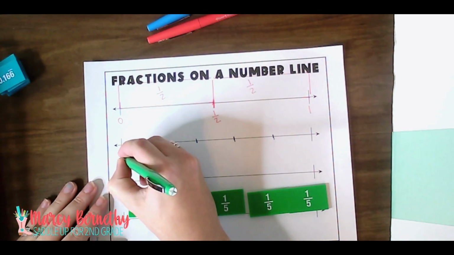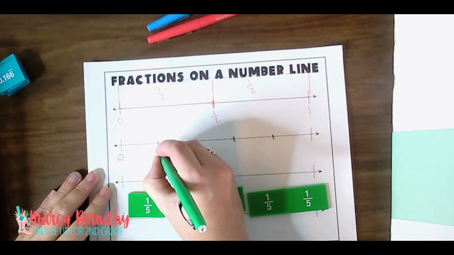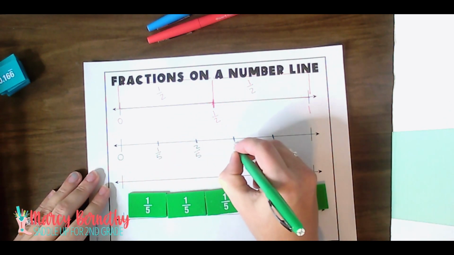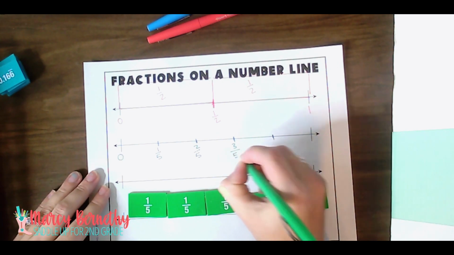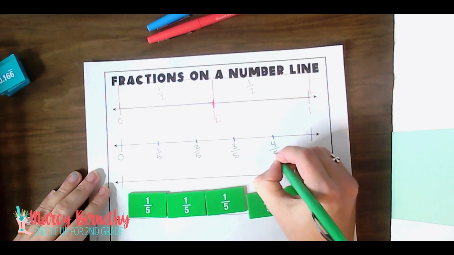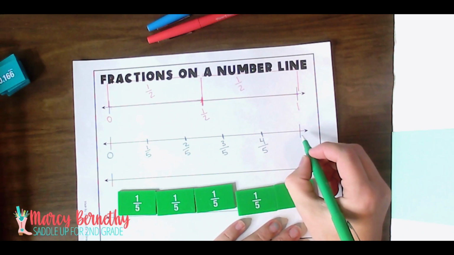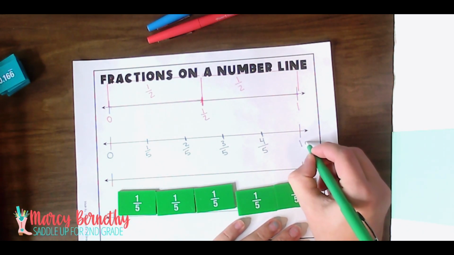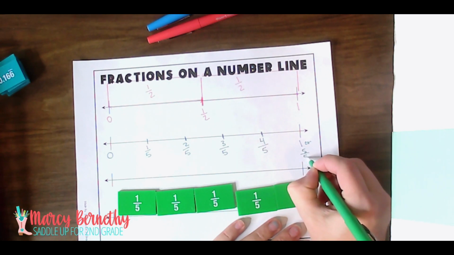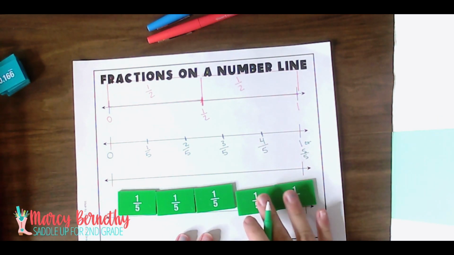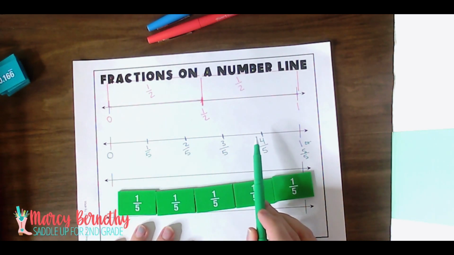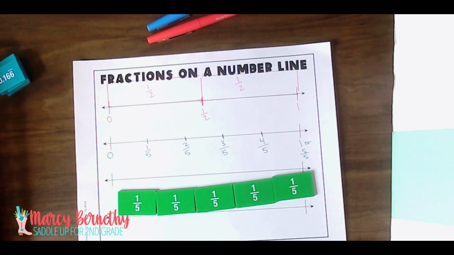So we're going to start with 0, 1/5, 2/5, 3/5, 4/5, and then 1 or 5/5. That's going to be completely up to you. And so this just allows them to visually see how fractions make up a whole on a number line.